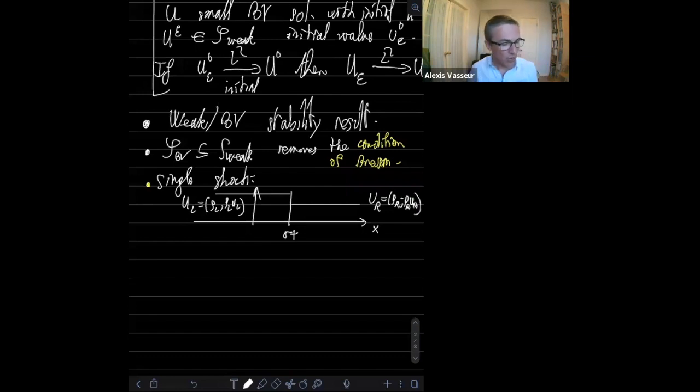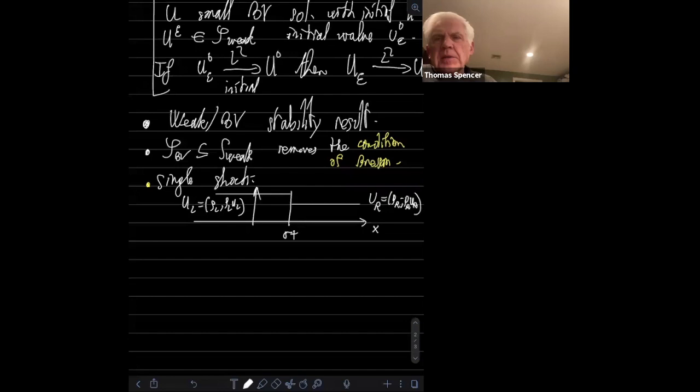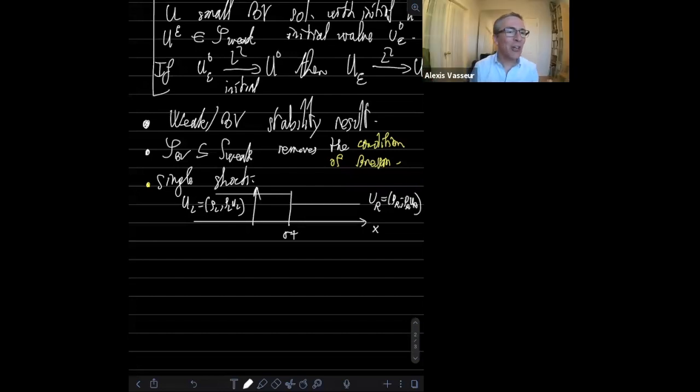So this is the kind of situation, and basically, in order to be a solution, what you need is to find the Rankine-Hugoniot conditions, a condition which links UL, UR, and sigma. This is some algebraic condition, right? This is equivalent to the equation, but you need the entropy condition on top of it.